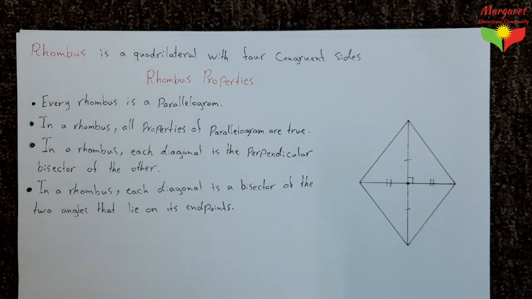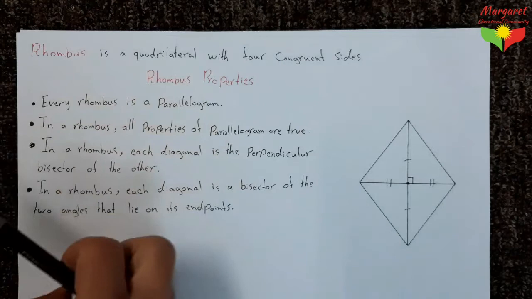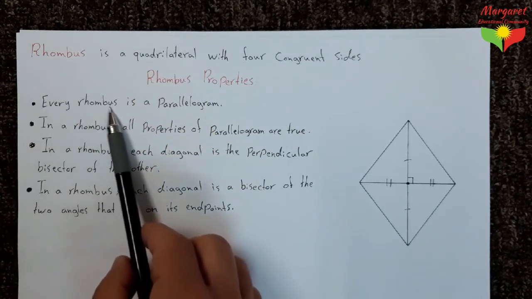Now we have some properties for rhombus. The first one says every rhombus is a parallelogram.